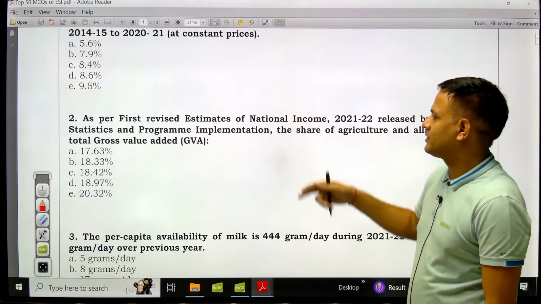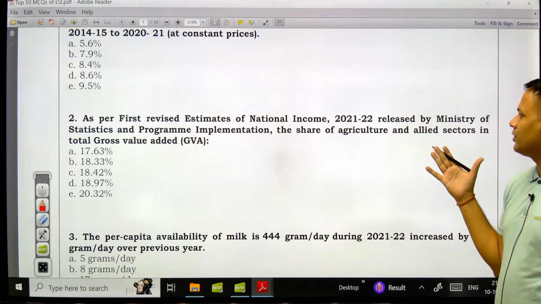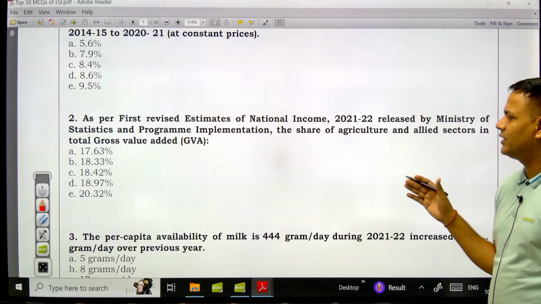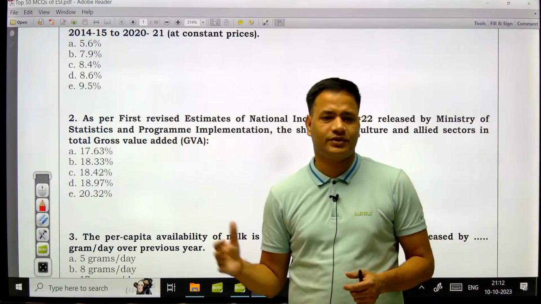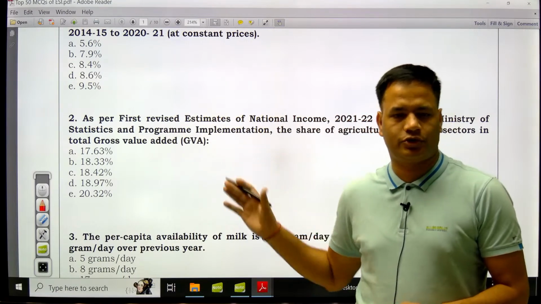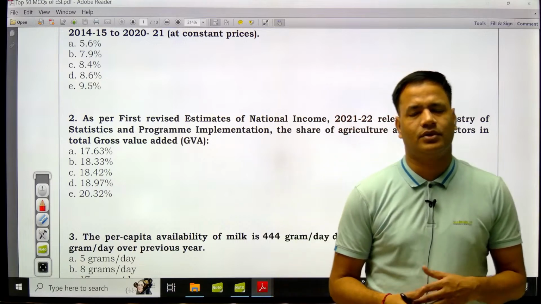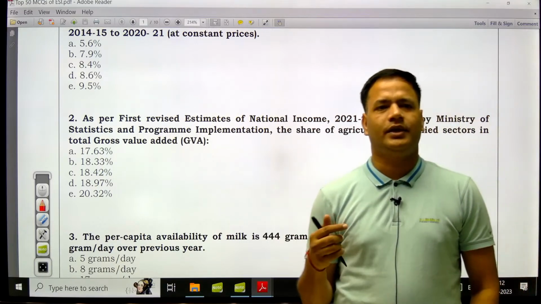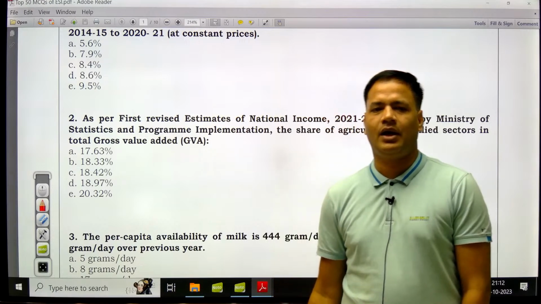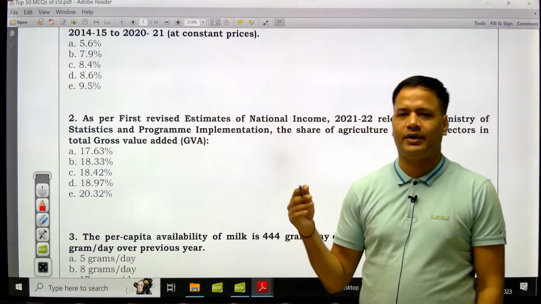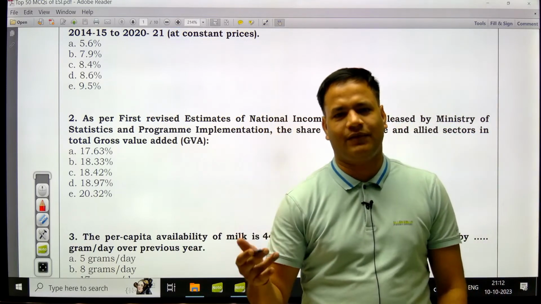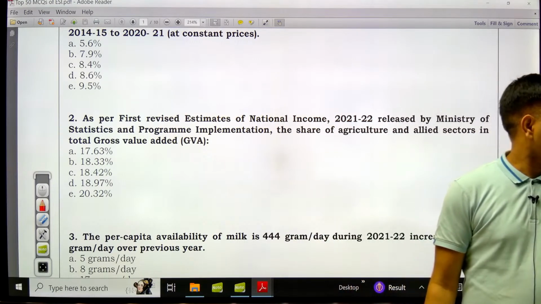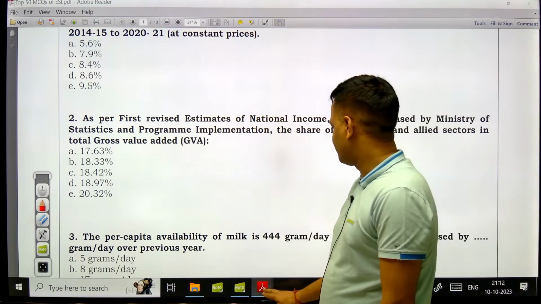Next question. As per the first revised estimate of the national income 2021-22 released by the Ministry of Statistics and Programme Implementation, the share of agriculture and allied sectors in total gross value added. This is again an important question. We have seen in the previous exams of RBI and NABARD, agriculture GVA is the most important thing that is being asked in these exams. We have seen this year also, while I was taking the session of GA, I told you that GVA of agriculture can be asked, and the same thing happened. The GVA of agriculture was asked in the RBI Grade B GA questions. Yes, 18.97 is the right answer for this.